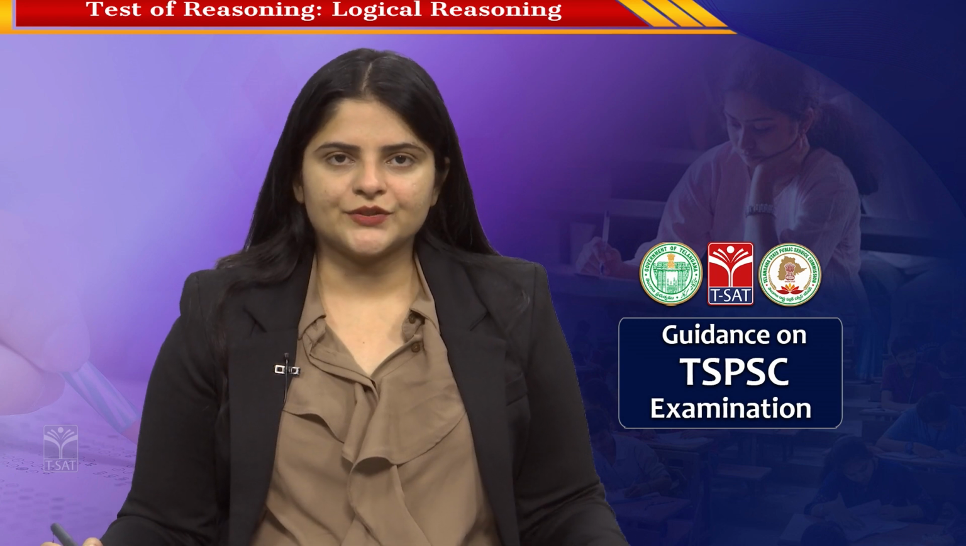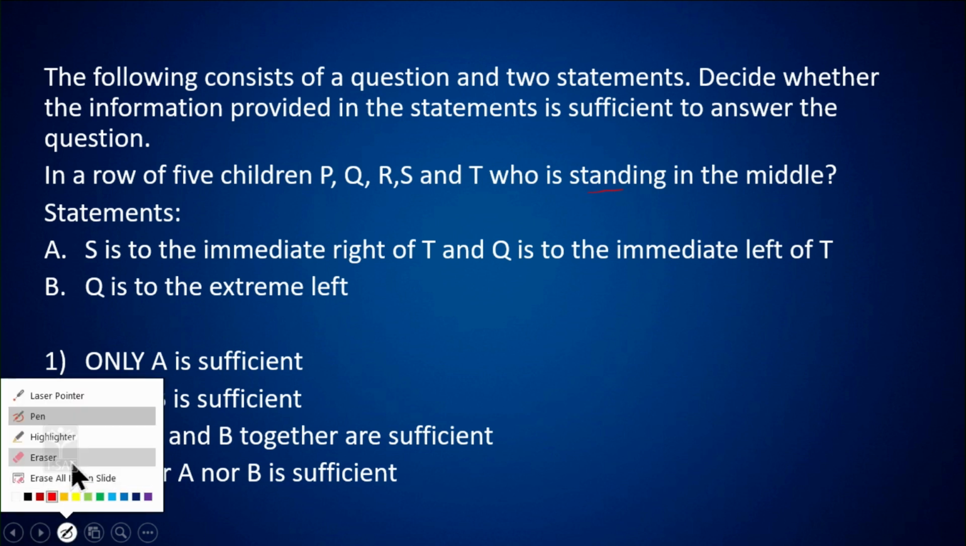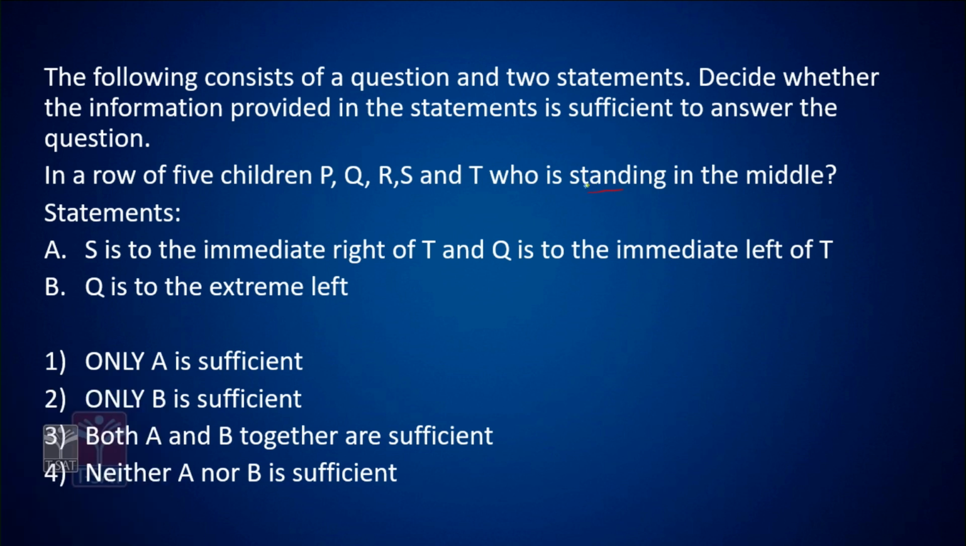Let's look at the next question. The following consists of a question and 2 statements. Decide whether the information provided in the statements is sufficient to answer the question. So in a row of 5 children, P, Q, R, S and T, who is standing in the middle? The question is asking us to figure out who is standing in the middle. There are 5 children.